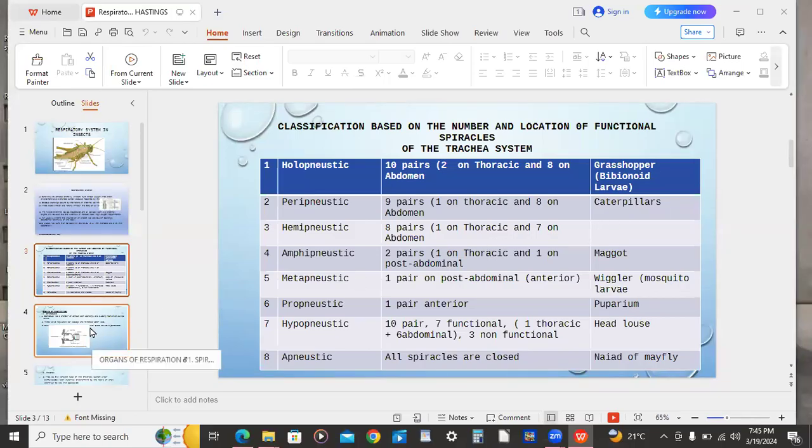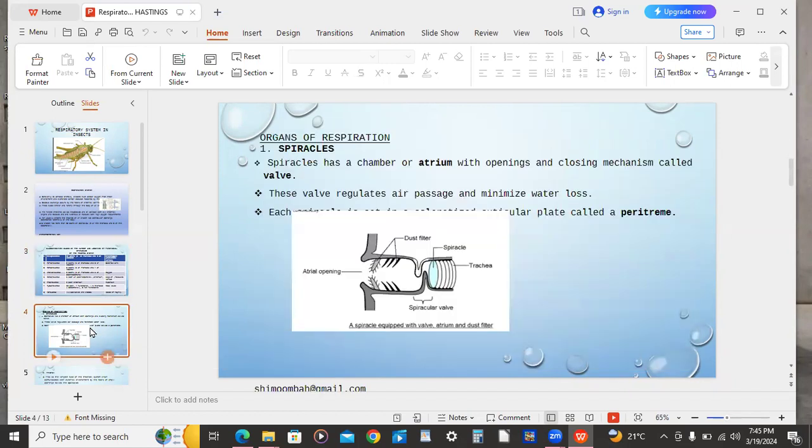Okay, now let me look at the organs of the respiratory system, of which there are three. The first one is the spiracles, the second one is the trachea, and the third one is the air sac. So I'm going to begin with the spiracles. The spiracle has a chamber or an atrium with openings and a closing mechanism called the valve.